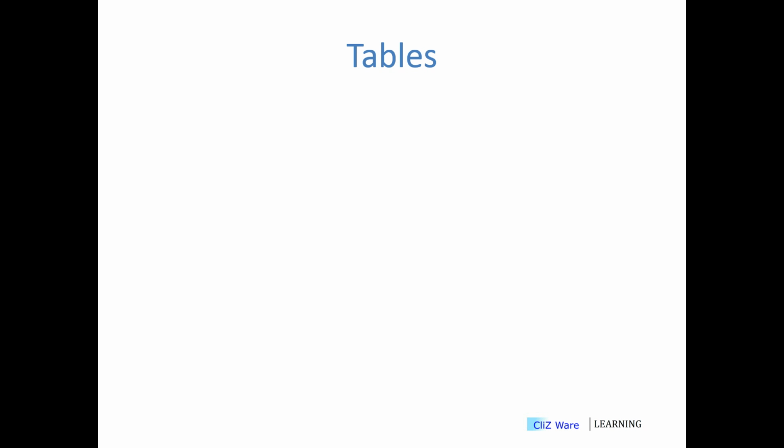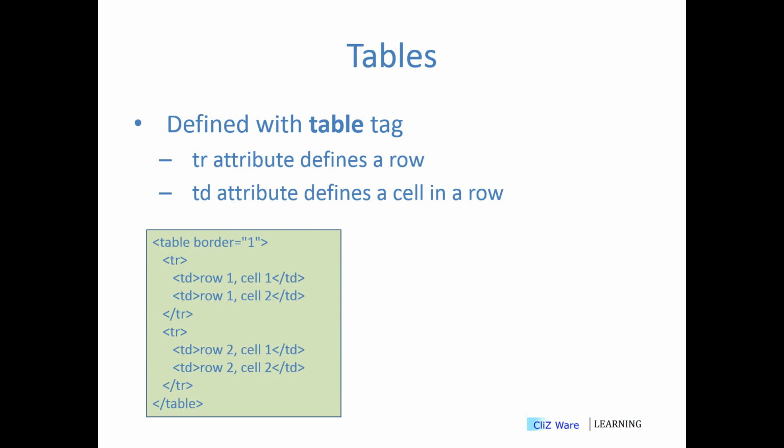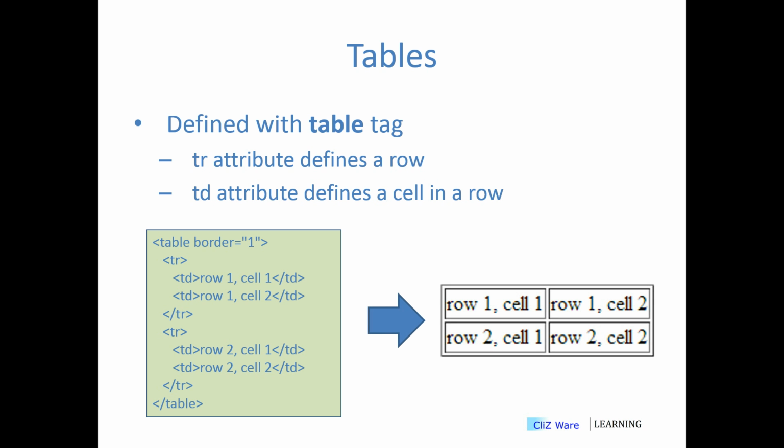Now let's take a look at tables. What I want to show you now is that it's defined as a table tag. The tr tag defines the row. The td tag defines the cell in a row, and here's a simple page with a table. So you can see tr and td, and this is what it's going to generate.